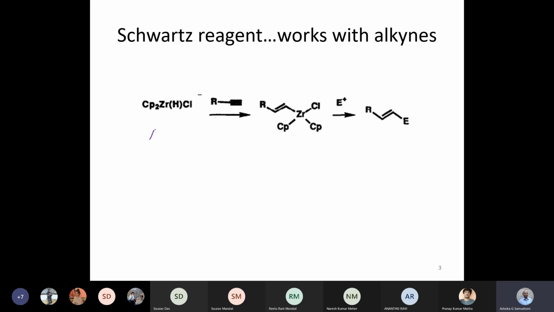It is a metallocene zirconium complex, which has a hydrogen and a chlorine attached to the zirconium. And the zirconium, if you use the ionic method, will be in the +4 oxidation state.